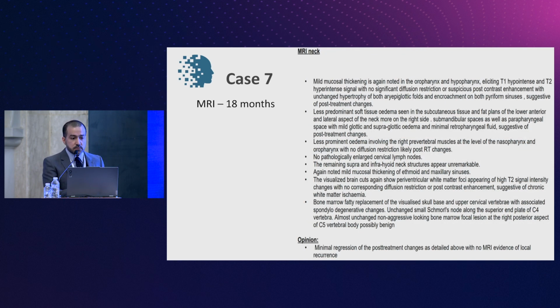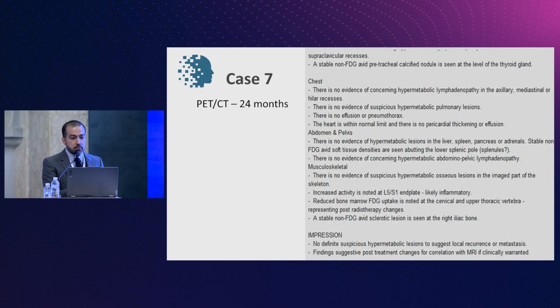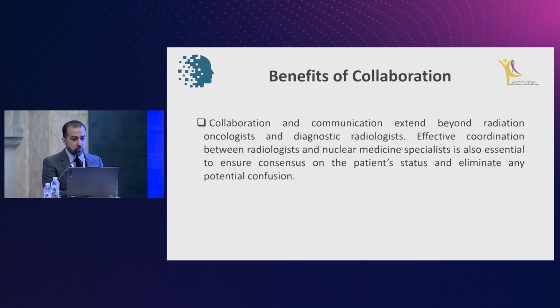So this is 18 months after treatment, showing post-treatment changes, and this is just last month. It shows that even the PET scan finding is all gone, and it was suspicious only for post-treatment changes. So we have to keep in mind that communication extends not only between us as radiation oncologists and diagnostic radiologists. Effective coordination between radiologists and nuclear medicine is also very essential to ensure consensus on the patient status and eliminate any potential confusion.